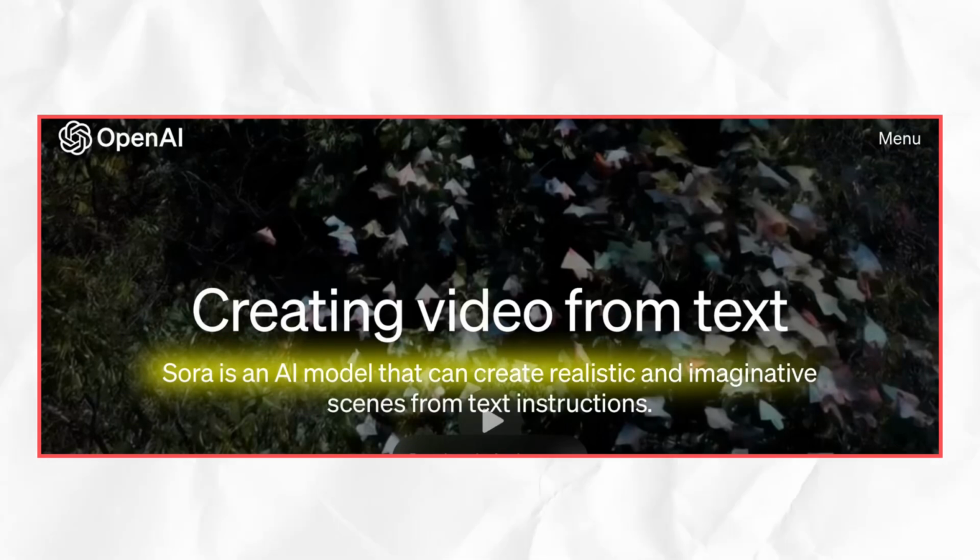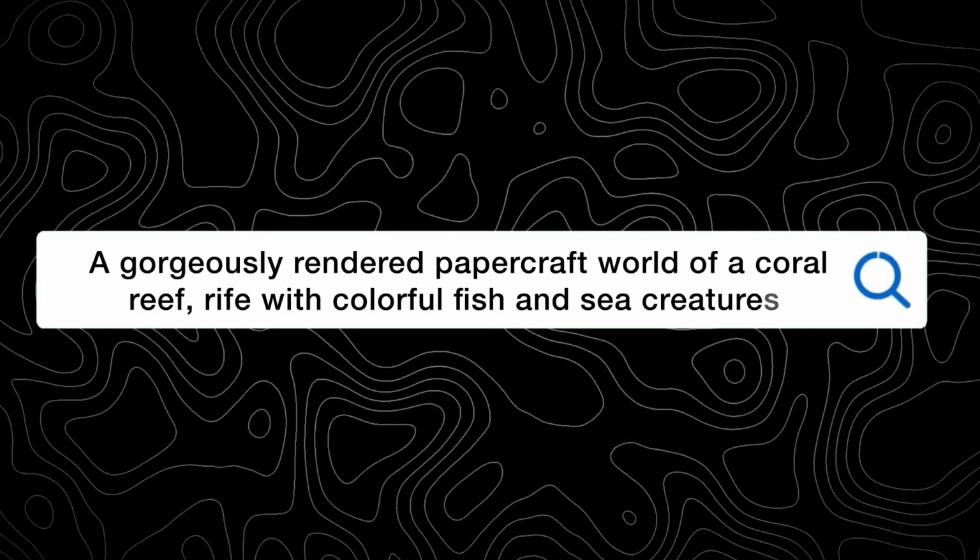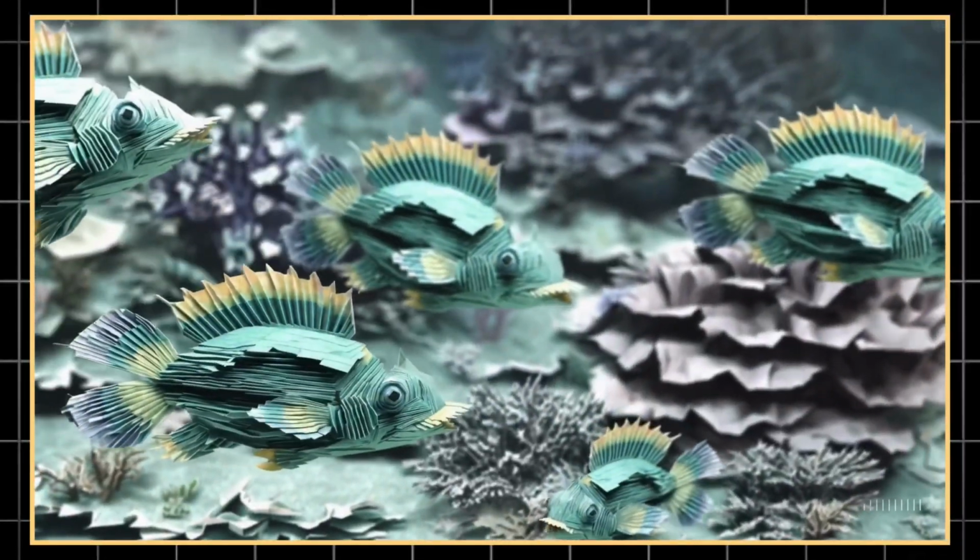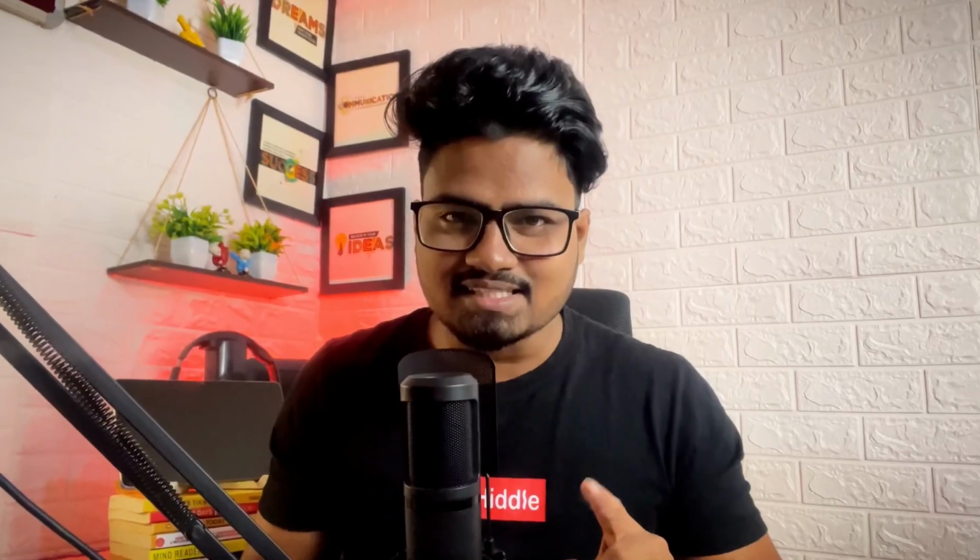So let's get started. Basically, Sora is an AI model that can generate realistic and imaginative scenes from text instructions like prompt. You can give it a short description or prompt of what you want to see, and it will create a video for you in minutes. Yes, in minutes. You can also give it a still image or an existing video, and it will extend it with new content based on your text.